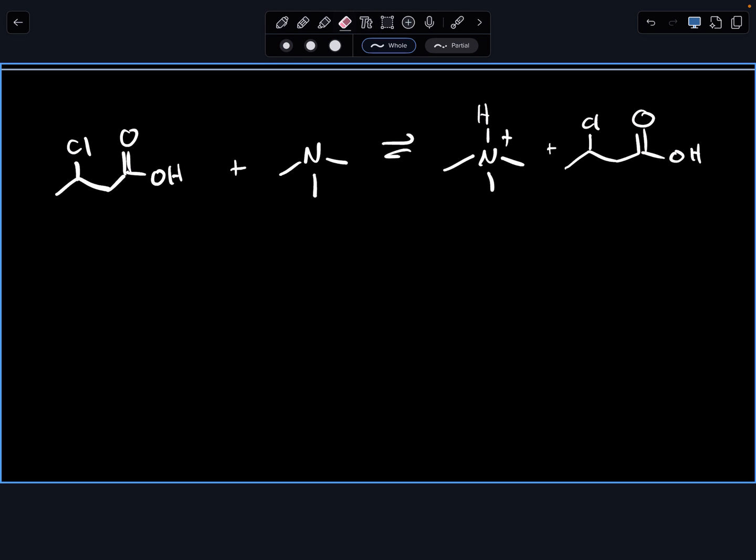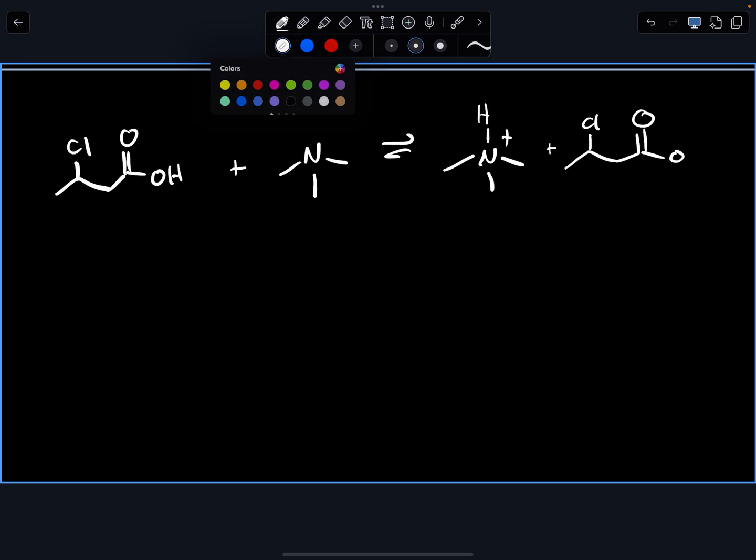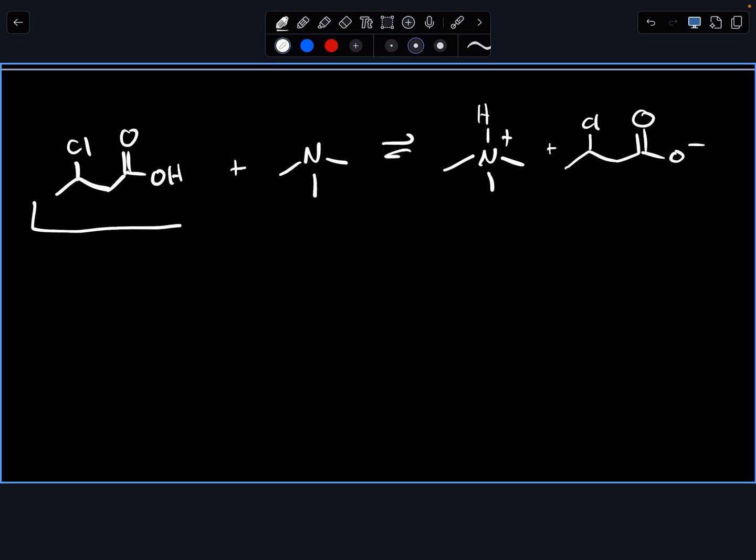And that actually is a mistake. That should be O minus. So now we're comparing these two. And so what we want to do is compare the acids that are on both sides. The left has an acid like this. The right has an acid like that.